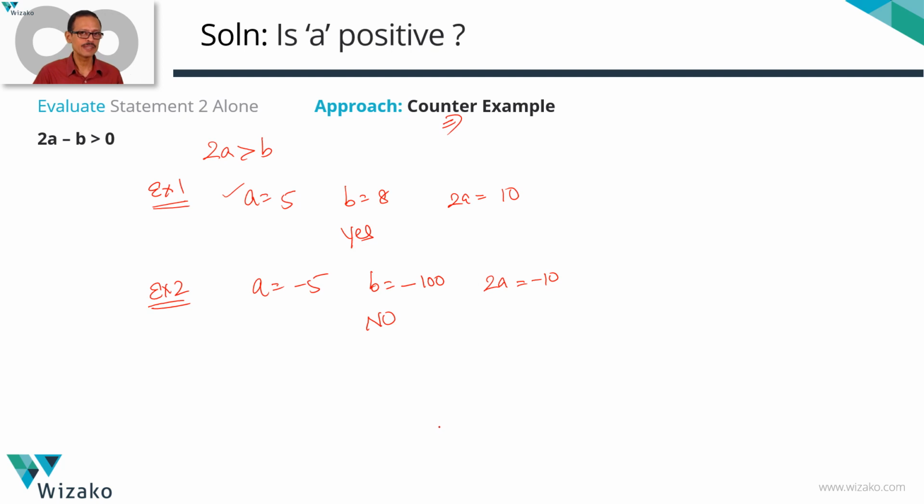So if 2A minus B is greater than 0, translating to 2A being greater than B, is A positive? There is an instance where it is. We have found an instance where it is not, which means a counterexample exists. If a counterexample exists, then the statement is not sufficient. Statement 2 alone is also not sufficient.